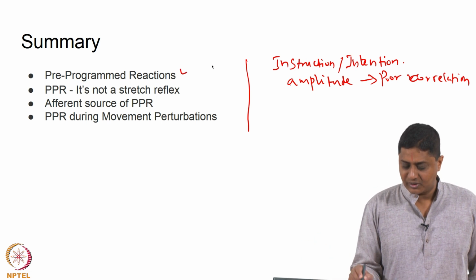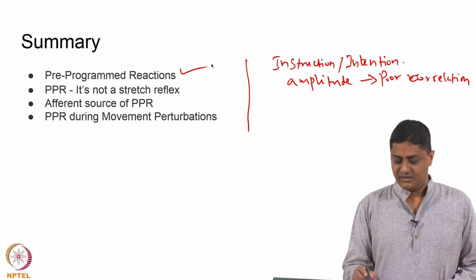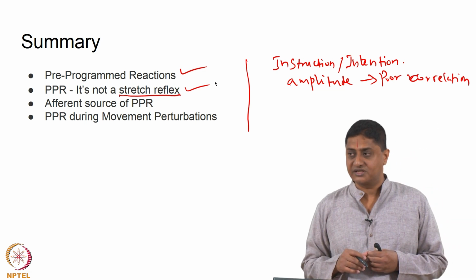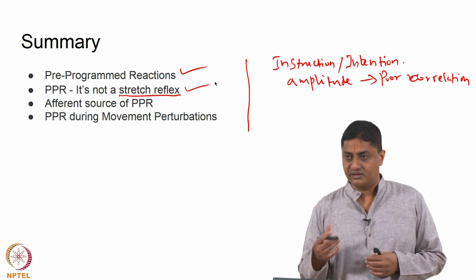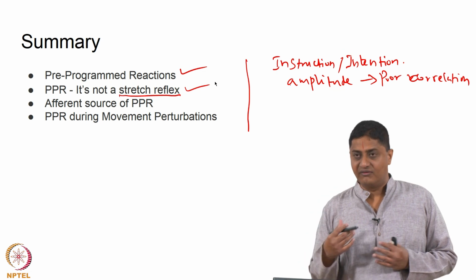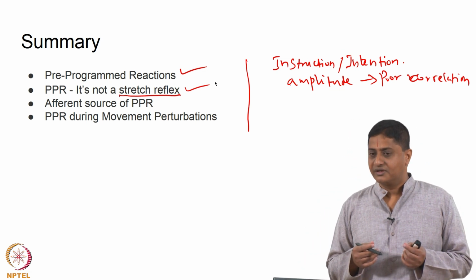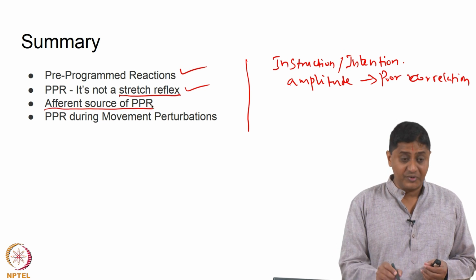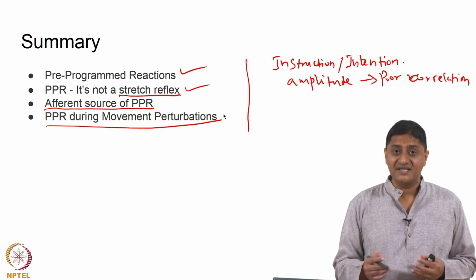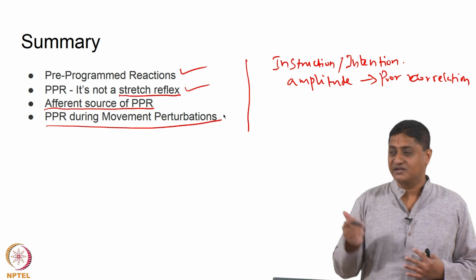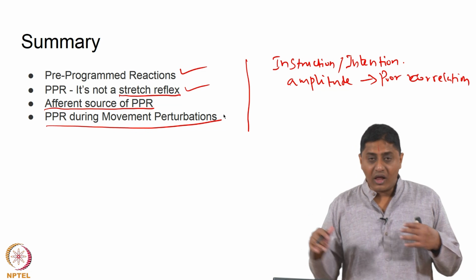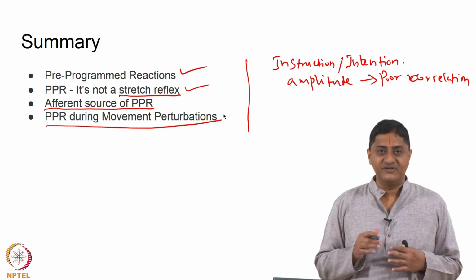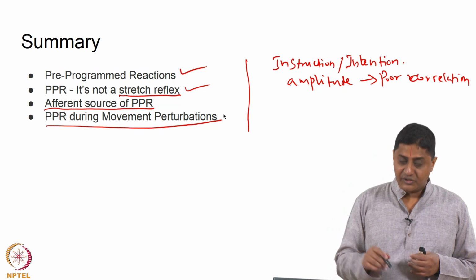So, we have seen what pre-programmed reactions are in this class, and we have said that it is not a stretch reflex. We have said that the afferent source of a pre-programmed reaction can be anything, can be vision, auditory, vestibular, or any other afferent source. And during movement perturbation, the muscle that is acting against the perturbation, its activity increases, and the muscle that is acting along with the perturbation, its activity decreases. Okay. So, with this we come to the end of this class, we will continue in the next class.